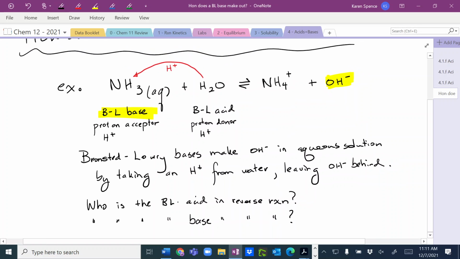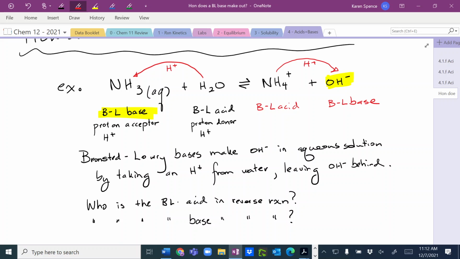In the reverse reaction, who's giving a proton to whom? NH4 is giving a proton to OH, which makes NH4 the Bronsted-Lowry what? Acid. And OH is the Bronsted-Lowry base. Yes? So in any equilibrium like this, you will always have a Bronsted-Lowry acid and a Bronsted-Lowry base on each side of the equation.